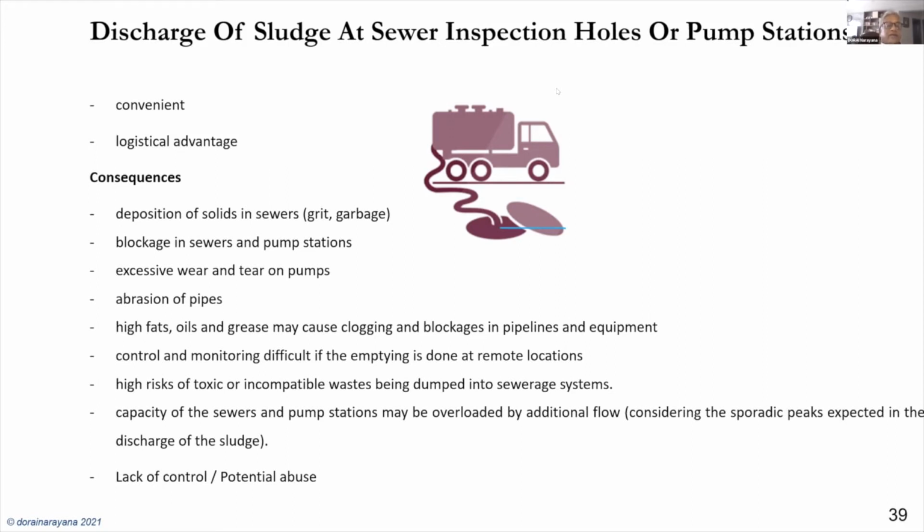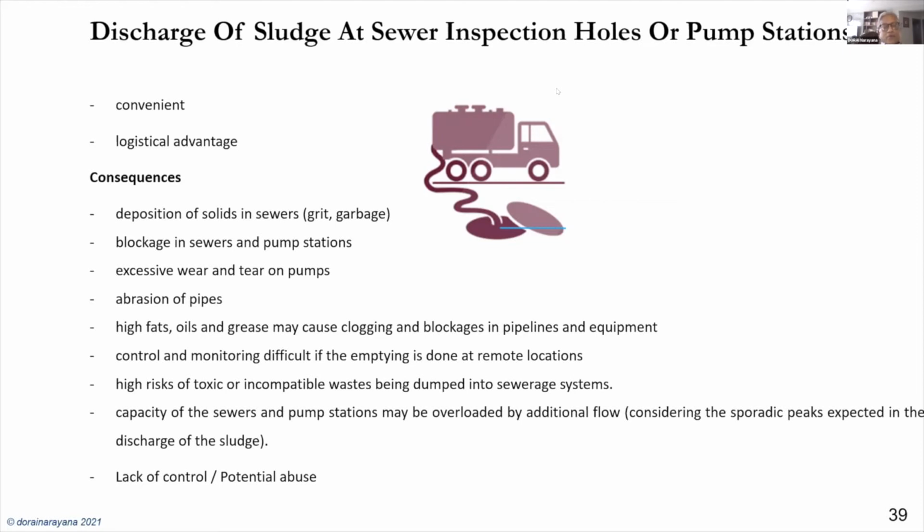These tend to be very high in septage or pit sludge, right? And these cause clogging and blockages. And if it is a remote location, a manhole, for example, where people can just open the manhole and start discharging inside, then the control and monitoring of what is being discharged becomes extremely difficult, right? So this might end up with an abuse where people just dump whatever they like inside and no one is watching this, right? And there's a high risk of toxic or incompatible waste being dumped inside. And by the time you detect it, it's too late. Maybe a sewage treatment plant or even your sewerage system has already been affected by it.